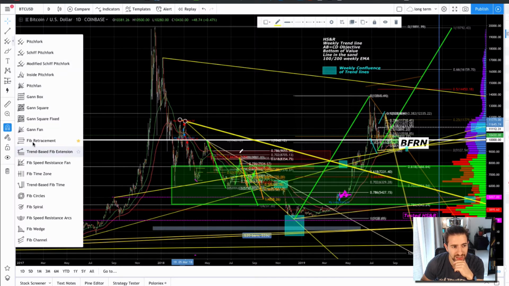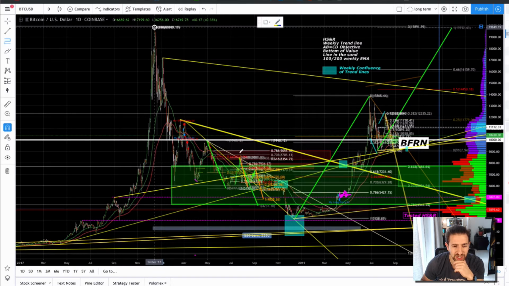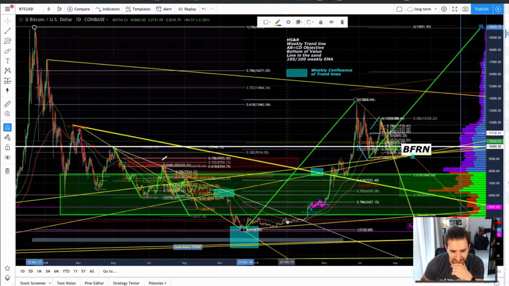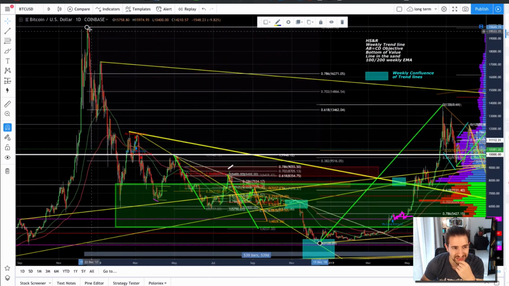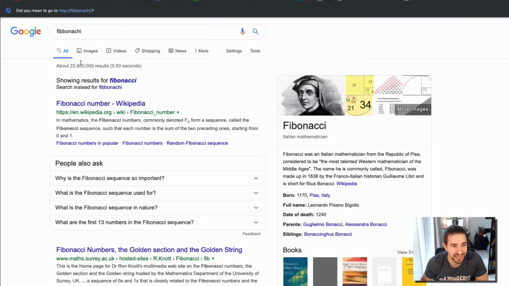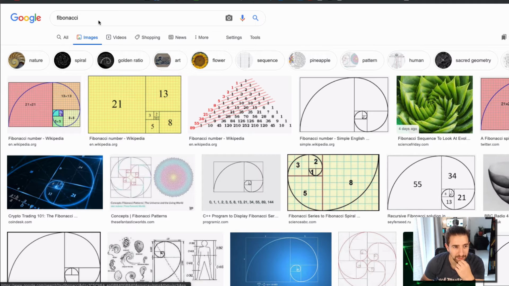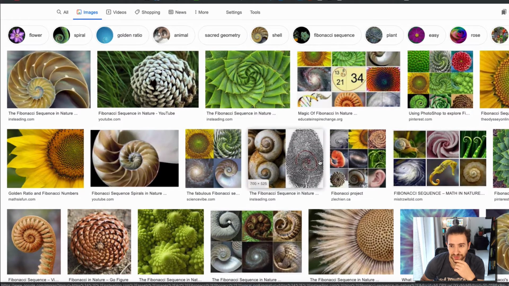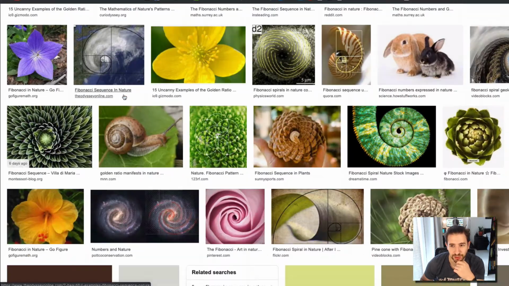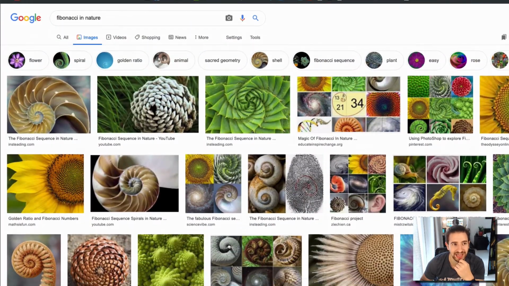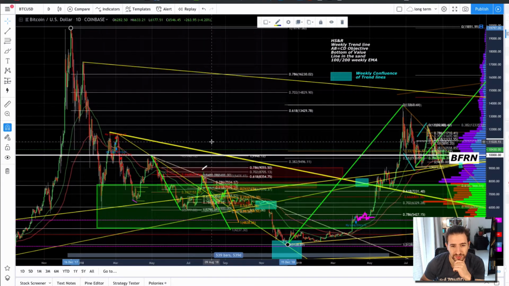Well, you all know how much I love Fibonacci retracements. I feel like Fibonacci is a law of the universe that we can't get away from. It's a guaranteed law of the universe. Everything is drawn in Fibonacci. If you just look up Fibonacci in nature, you can see that Fibonacci is in everything. It's in your fingerprint, it's in flowers, it's in the way a wave crashes, it's in the solar system. The Fibonacci spiral is everywhere. So I trust this as a universal law of nature.